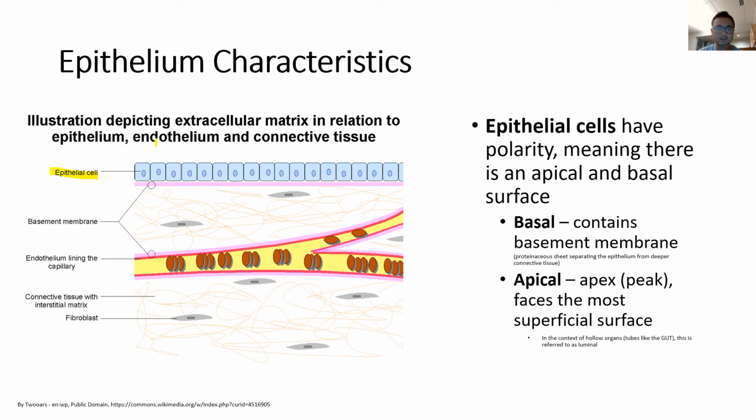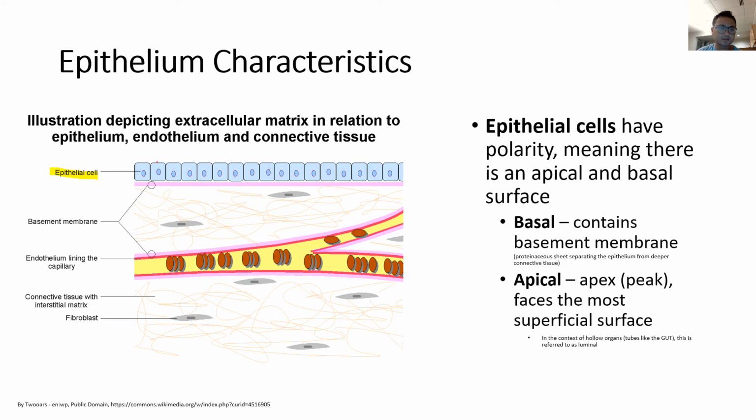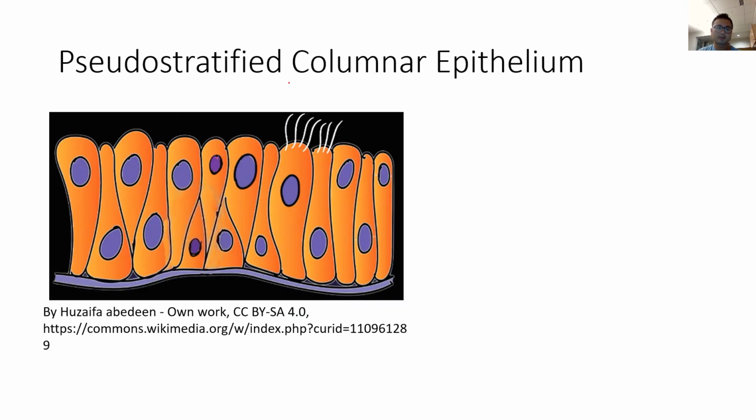In the context of hollow organs like the gut, this is actually referred to as luminal. So it's the apical surface in non-hollow organs, and in hollow organs, it's going to be luminal. Let's pretend like this is the esophagus, for instance. Right there, as if you're looking into the esophagus, this is going to be considered luminal, and it's also apical because it's the most superficial, but in the context of hollow organs, you wouldn't use the word apical, you would use the word luminal.